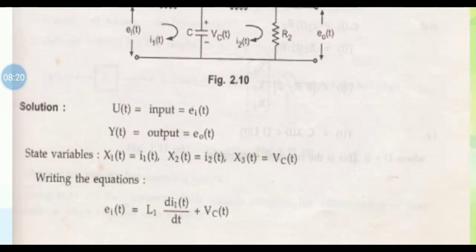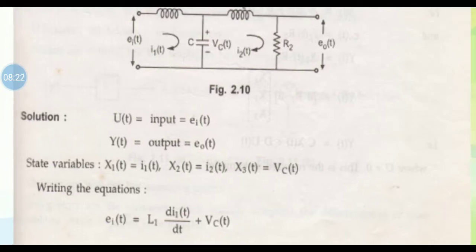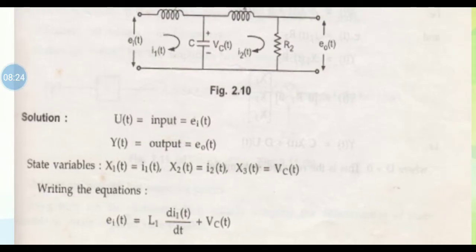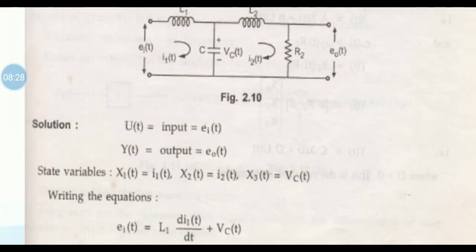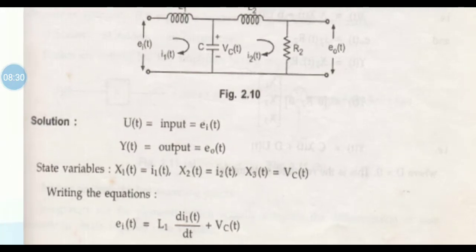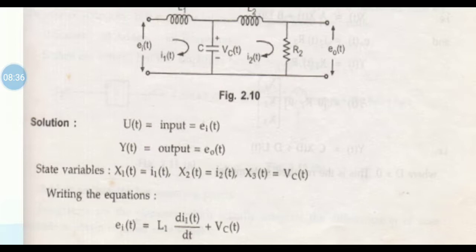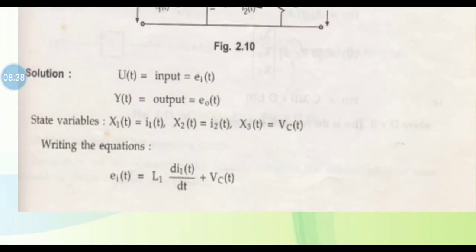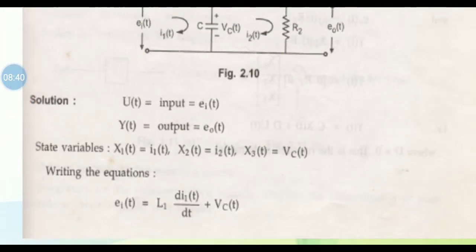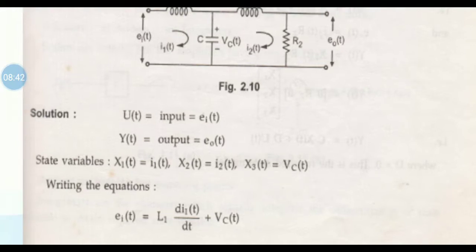So the state variables are x1 of t, which is I1 of t. We'll take one more state variable x2 of t, which is I2 of t, and x3 of t is the voltage across the capacitor. E1 of t is taken as u of t, and y of t is the output. So there is voltage across the capacitor. Writing the equations, first we will write for the first loop.